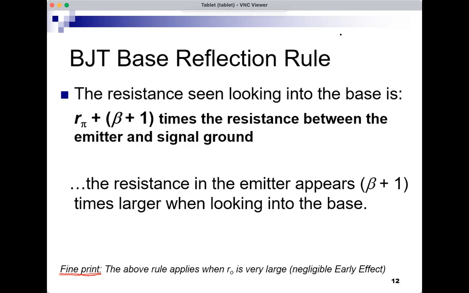The rules that we had previously derived, they apply when we have certain signal grounds at certain nodes. I think this is the first one where the rule applies if RO is very, very large, and it doesn't if it's not. But still, it's a useful rule, and it simplifies our kind of intuitive analysis of especially input resistances for these BJT amplifiers.